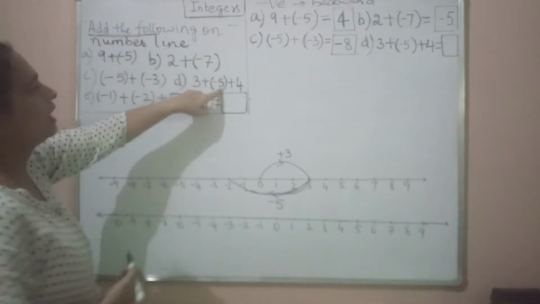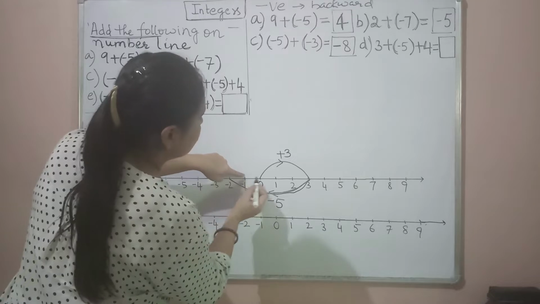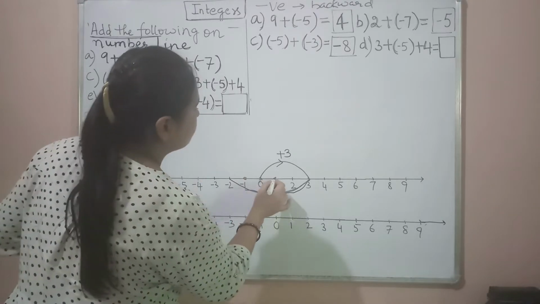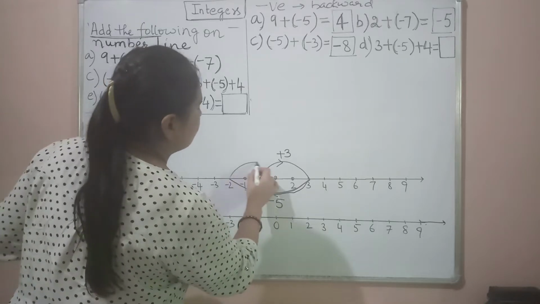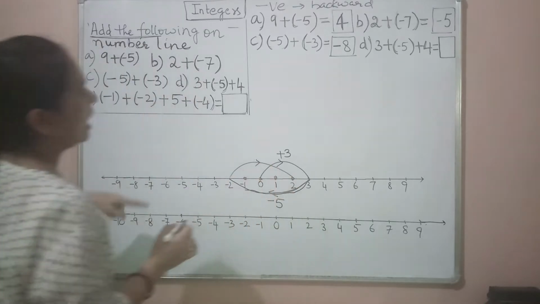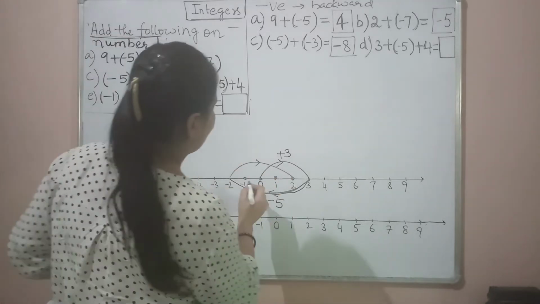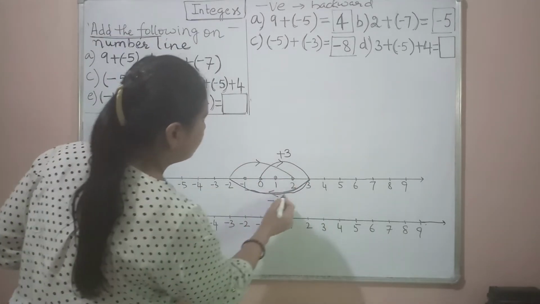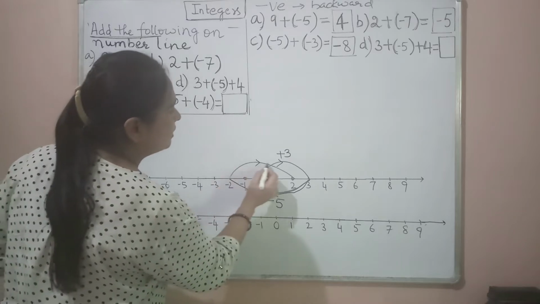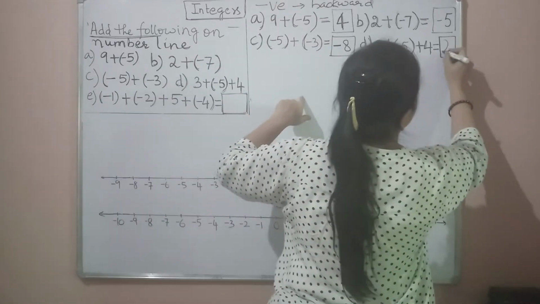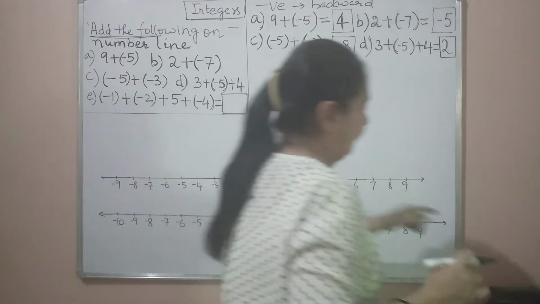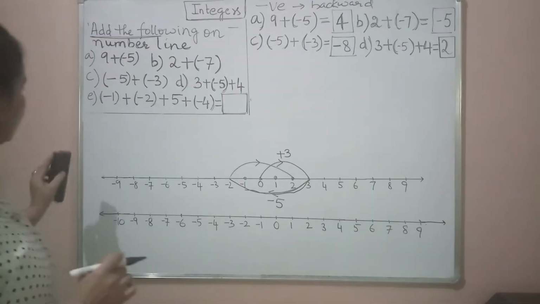Now what are they saying? After minus 5, we have to again move in the forward direction 4 steps. So 4 steps, 1, 2, 3, 4. So from here we will reach this. So the answer is 2. Finally we went there, from here we reached here, and from here finally we reached 2. So the answer here is 2. So this is also done.